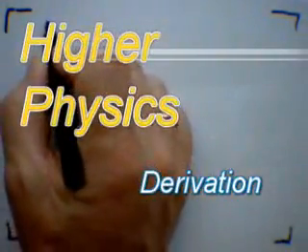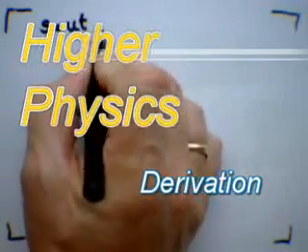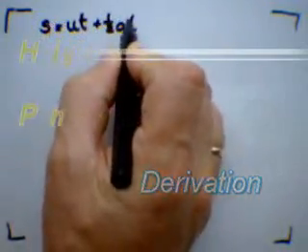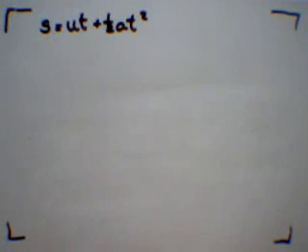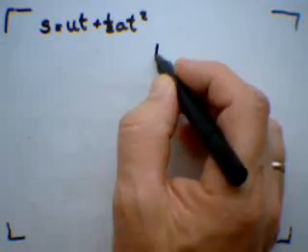Okay, show that s equals ut plus a half at squared. The starting point for this derivation is to consider the motion of an object. Let's draw a little graph.